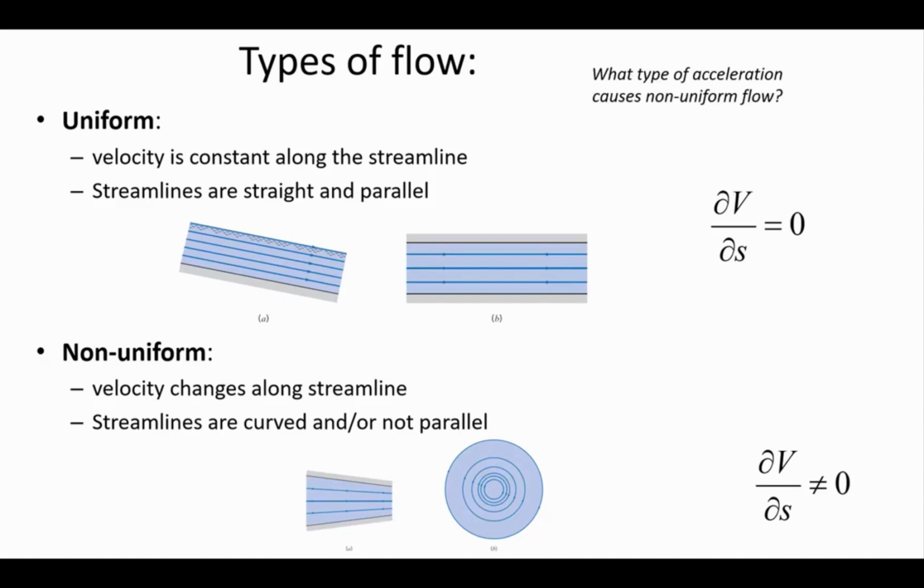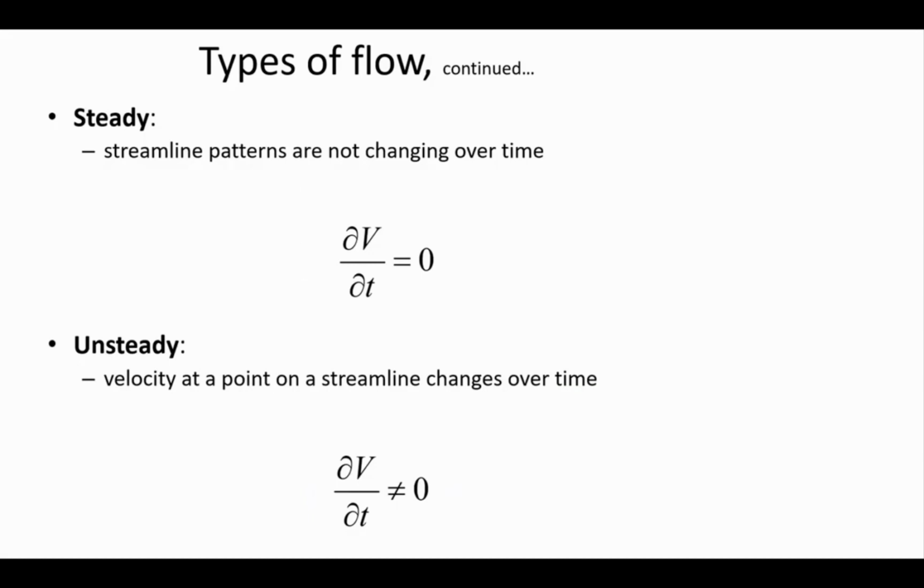And what causes that acceleration? What type of acceleration causes non-uniform flow? It's convective acceleration. Now, local acceleration is what causes unsteady flow. So steady flow is when over time the stream flow patterns and the velocities are constant. Unsteady is where it's changing over time. So the acceleration type that causes unsteady flow is local.